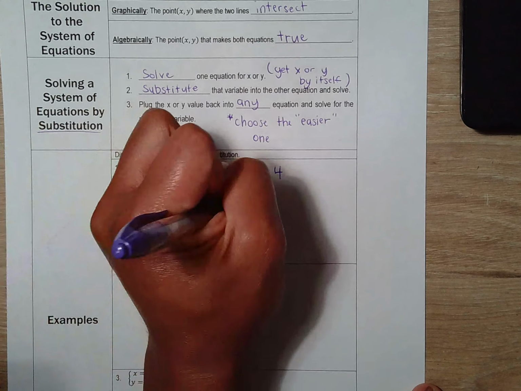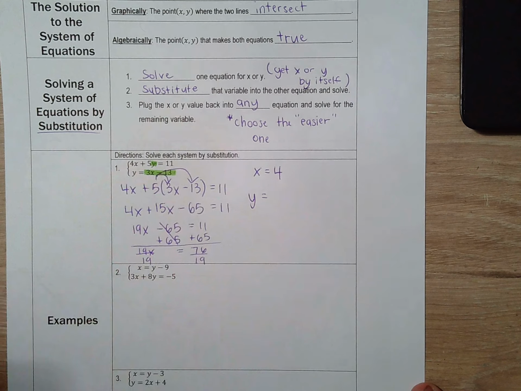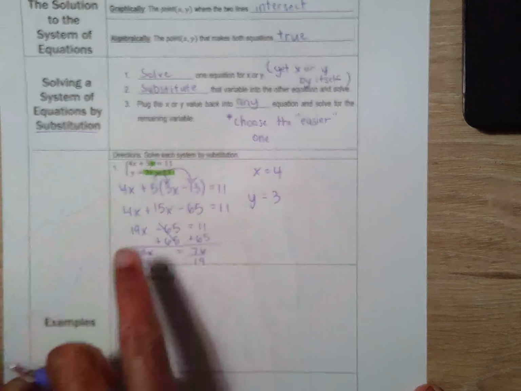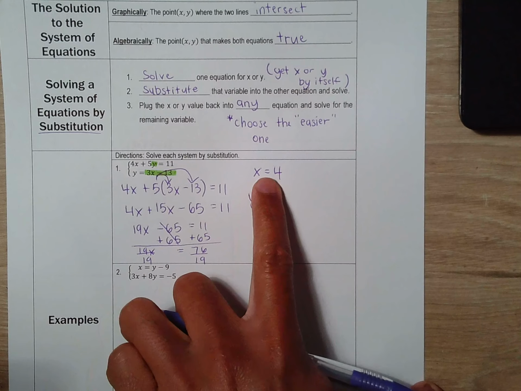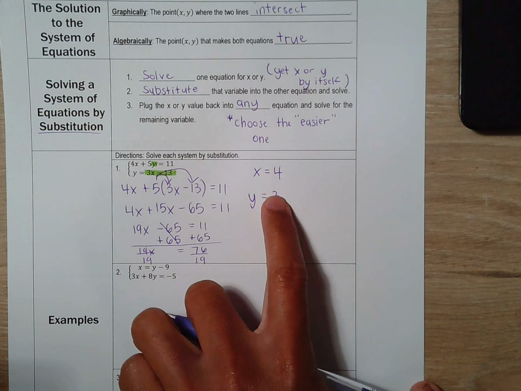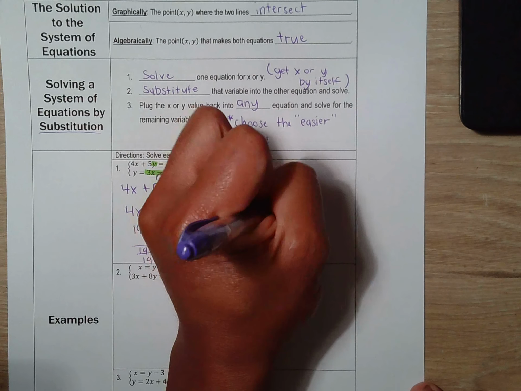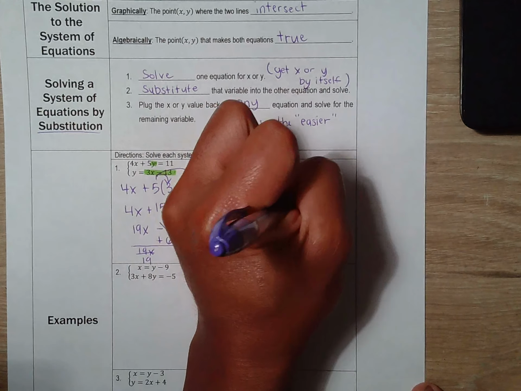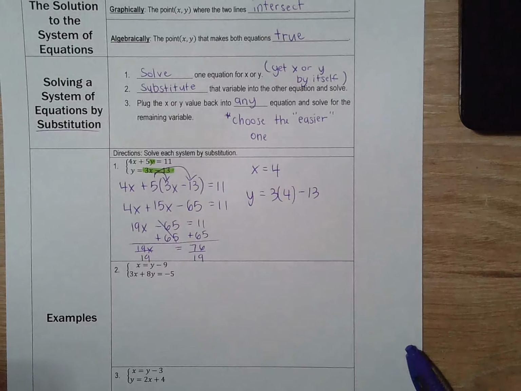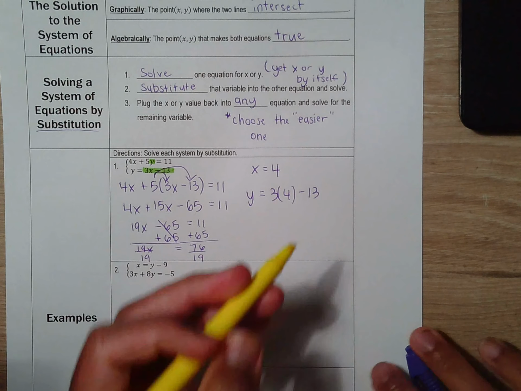So y is equal to 3, but instead of an x, I'm going to replace that with my 4, right? I'm going to substitute that back into there. So 3 times 4 minus 13. And then, I don't know, I really feel like sometimes color coding things helps.